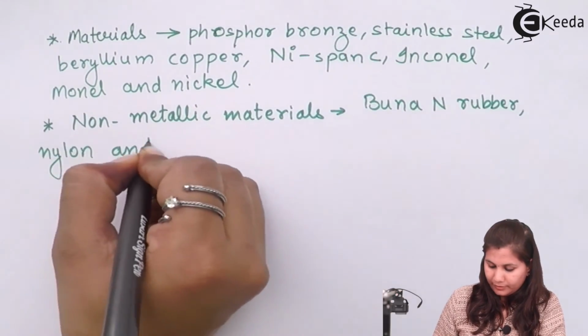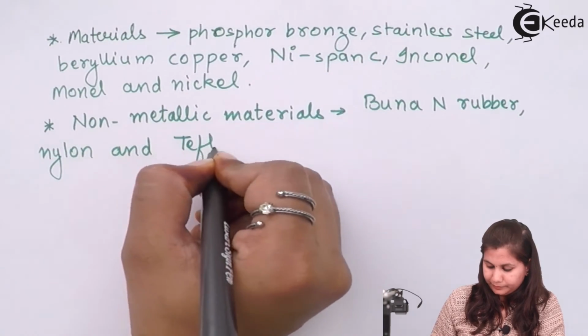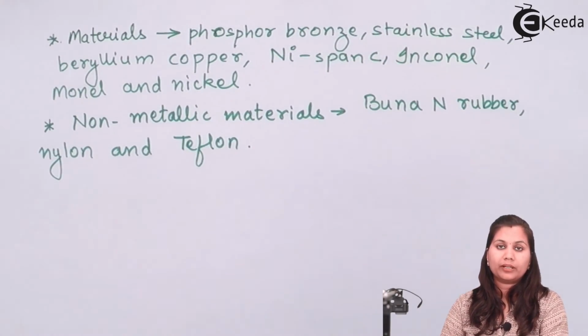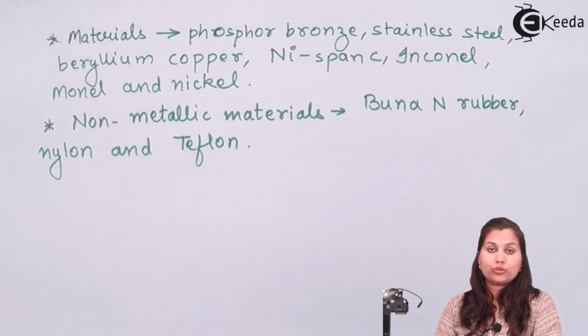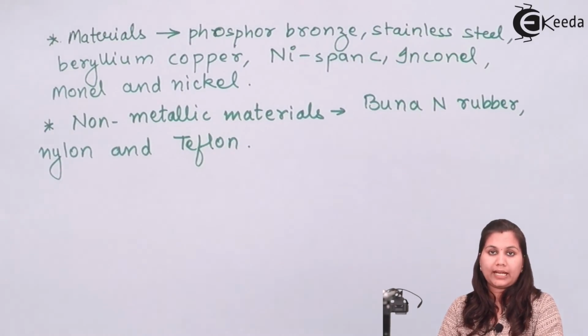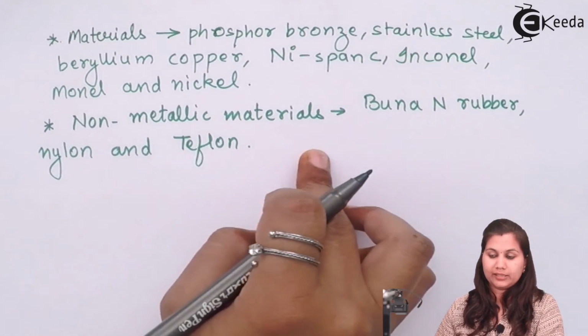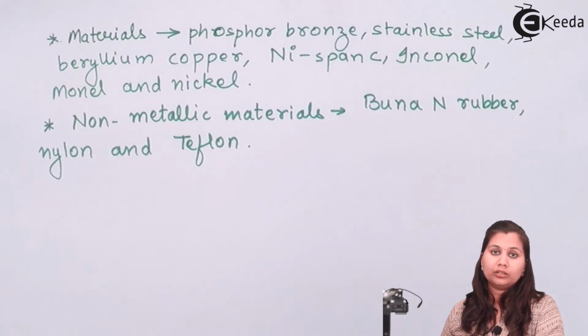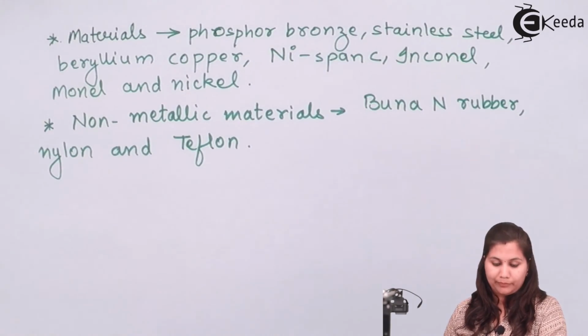Nylon and Teflon. So in some applications where the environment is going to corrode the metals, in those cases non-metallic materials like Buna and rubber, nylon and Teflon are used for the construction of diaphragms.